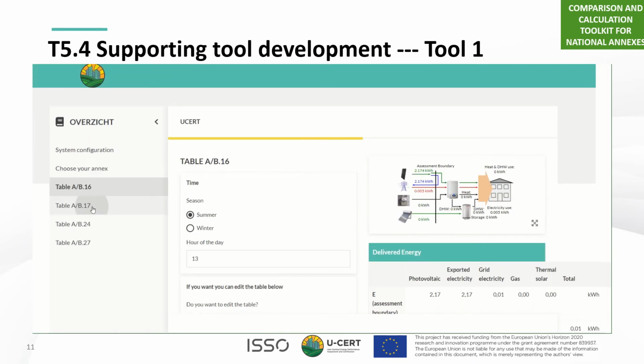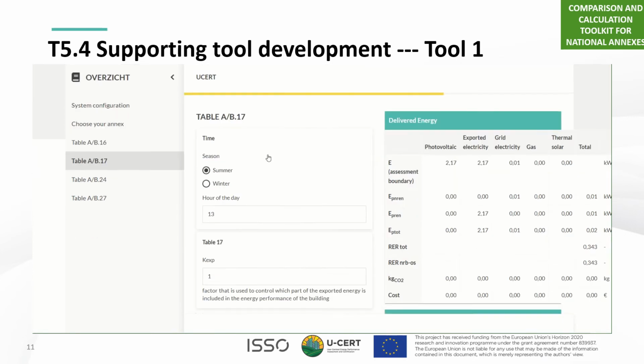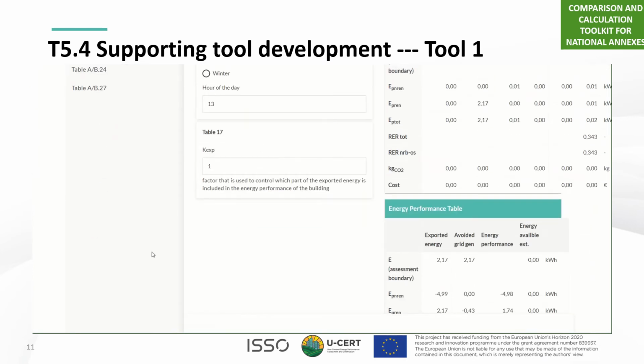So now we can go to table AB17, related to the key exported factor that is used to control which part of the exported energy is included in the energy performance of the building. Further information on this table can always be found in the explanatory report linked to the tool.